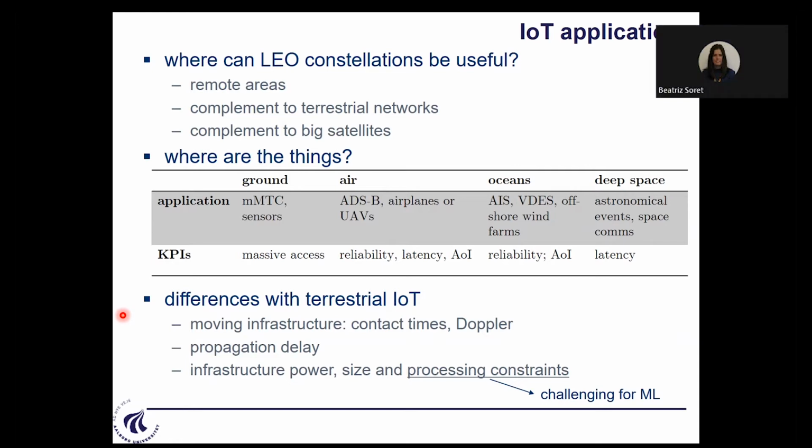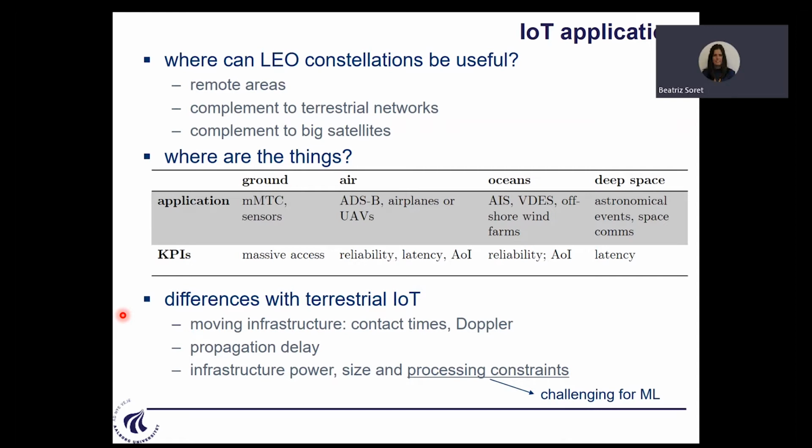In the case of IoT, I also highlight here the differences and the challenges compared to terrestrial IoT. As I mentioned, here you have the infrastructure which is moving because your satellites are moving. And because of that, your contact times are short for some of the links. And we have a Doppler effect, which has to be compensated. We also have, in general, higher propagation delays than terrestrial IoT, so this has to be considered in the protocol design.